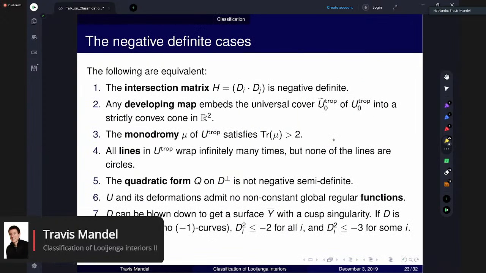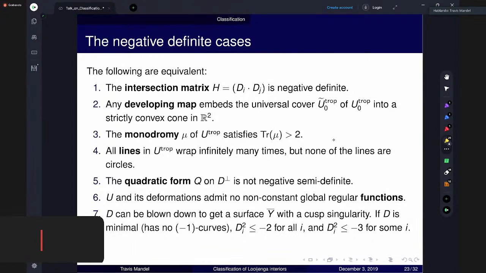All right, so now finally I'm able to go through my classification and tell you, I'm going to have a bunch of statements now of the form the following are equivalent, and I'll have like 7 things or something that are equivalent statements, and we'll view this as some classification of Looijenga interiors.